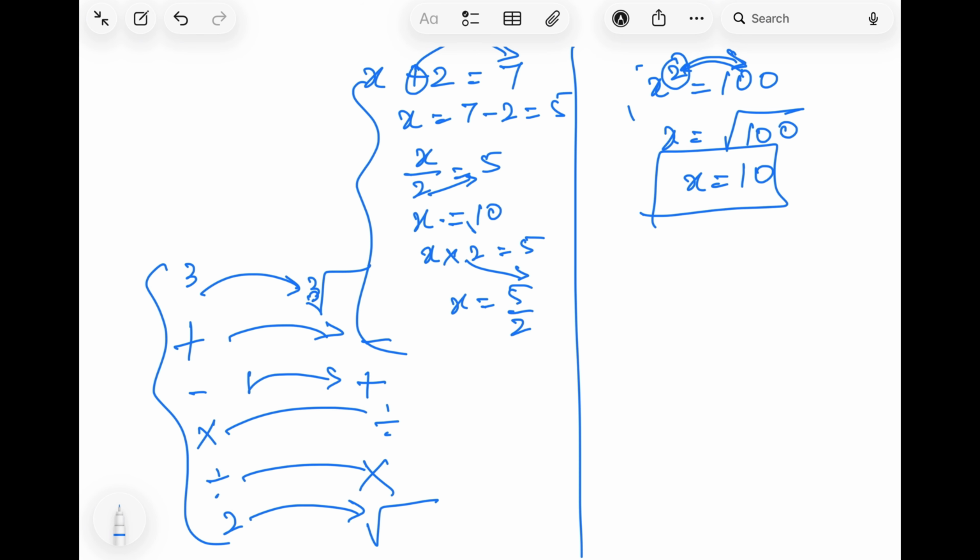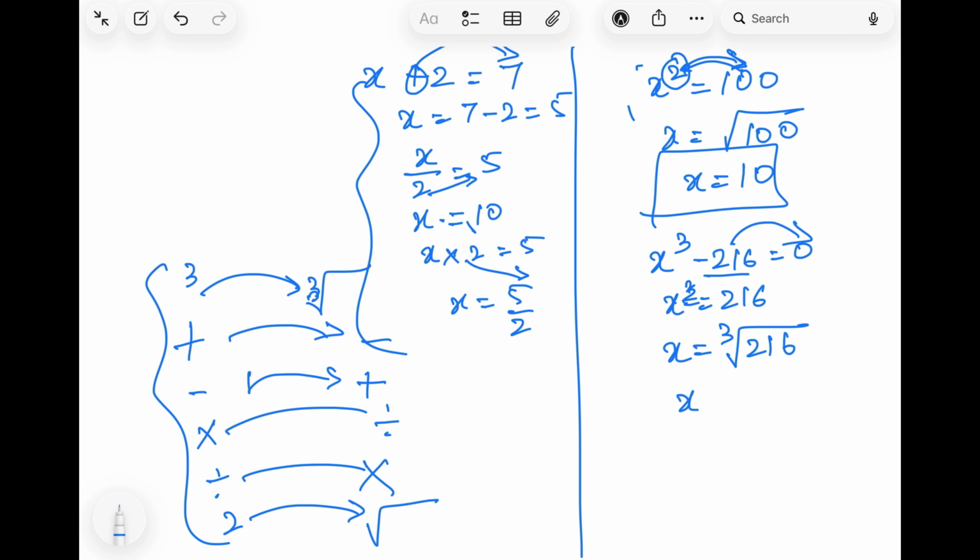Similarly, if we have a number in cube, suppose it is x cube minus 216 is equal to 0. Find the value of x. First thing, you will get the number on the other side because we need to find the value of x. So this will be x cube is equal to 216. Now we have cube here, right? And nothing else. So to remove the power, what do we do? Cube goes to the other side and becomes cube root. So this is cube root of 216. So what is the value of x? The value of x is 6, because when you multiply 6 three times, you get 216.